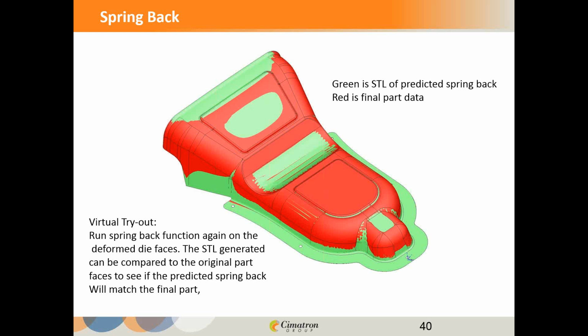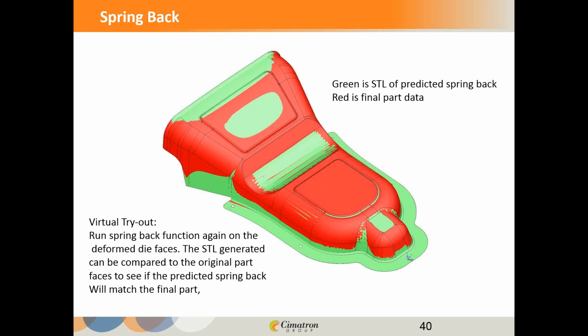Now that I've deformed the die faces, I'll run the springback again using those deformed faces to see if, when the part springs back, it's going to spring back to where it should be. It's going to spring back to what the finished part should look like. When I do that, I can take that new part and compare it to the original part data to see if I've got that accuracy or not. Looking at the part with the red and the green, you can see a number of areas where the colors are bleeding through, so they're just about coincident.